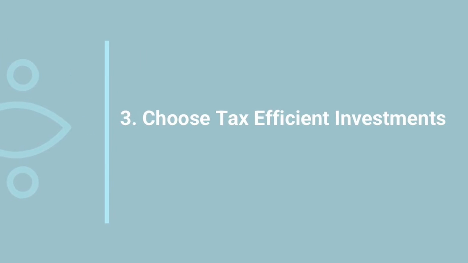Number 3, choose tax-efficient investments. Besides using ETFs as previously discussed, consider using municipal bonds if you are in a higher tax bracket. Municipal bonds, or munis as they're called, are issued by governmental entities such as states, cities, and counties. They often are used to upgrade or build infrastructure. The bonds pay interest that is generally exempt from federal income taxation and may also be exempt from state and local taxes if you purchase bonds issued by the government where you reside.